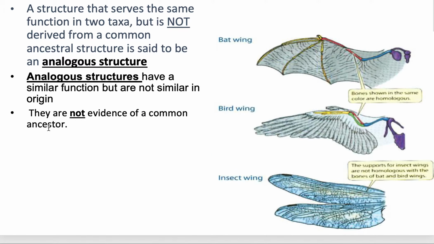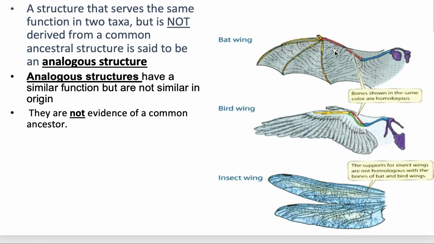Versus an analogous structure, which serves the same function in the two taxa. Apologies, it does serve the same function, but it's not from a common ancestor. So it's not showing a common ancestor, and it doesn't really have anything to do with evolution. It's just that they both can do the same thing. Analogous structures have a similar function but are not similar in origin, such as a bat wing or bird wing versus an insect wing.